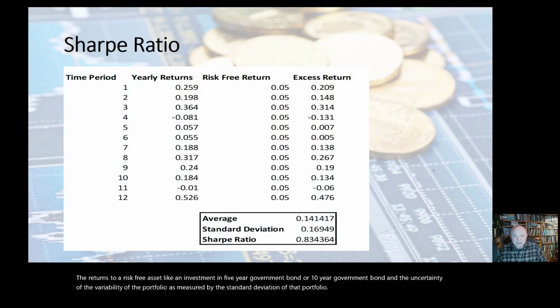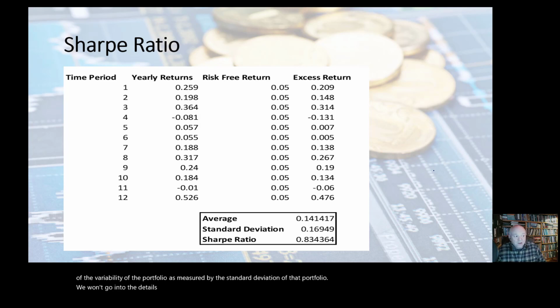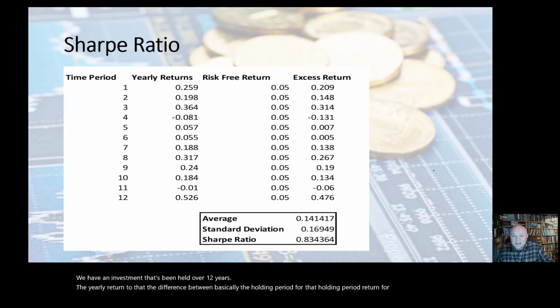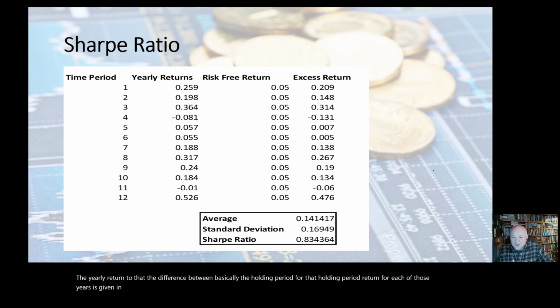We won't go into the details of calculation, but you can see as computed by a spreadsheet, I'll show you how to do this a bit later in the course, we have an investment that's been held over 12 years. The holding period return for each of those years is given in the second column for each year. The risk-free rate of return was 0.05 of a percent as given by the next column, and it didn't change throughout the period.